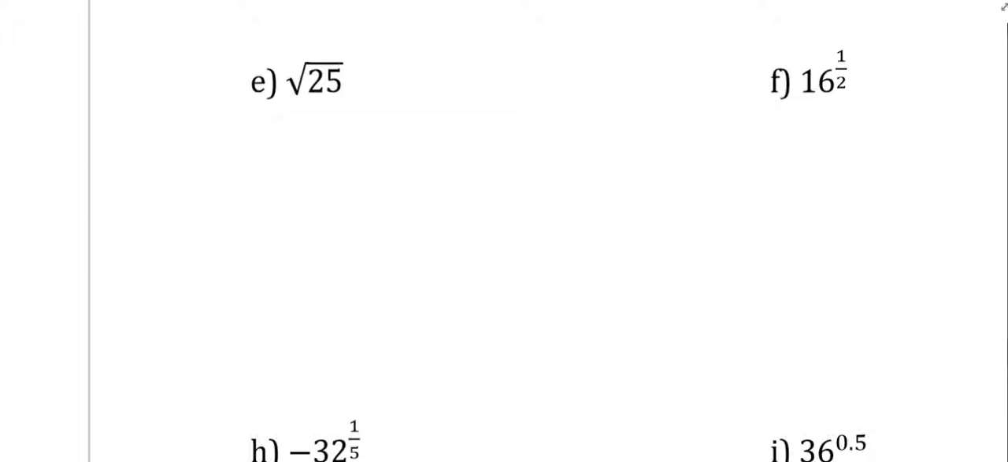The way I could have written this is 25 to the 1/2, but you don't have to. The instructions didn't say you had to. We're just evaluating here. And again, 5 squared is 25, right? That's what it means, the opposite of that. 16 to the 1/2. You don't have to rewrite this in radical form. What would the answer be? Square root of 16, which is 4. Very good. So the answer is 4.